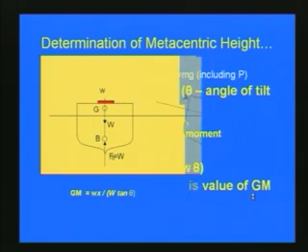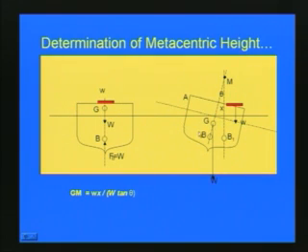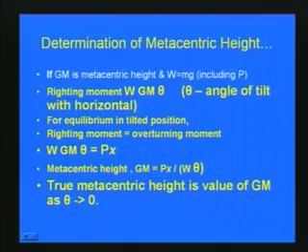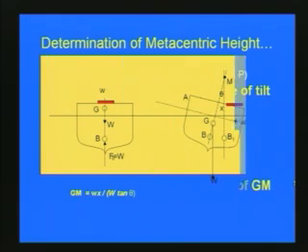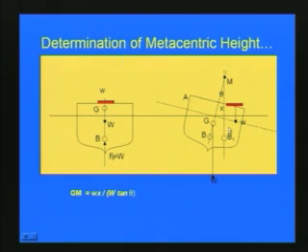So, the true metacentric height is the value of GM as theta tends to 0. Here you can see as theta tends to 0, this small w is the p which is indicated earlier, and capital W is the weight of the floating body. So, the true metacentric height is the value of GM as theta tends to 0, and for small theta, this derivation is valid.